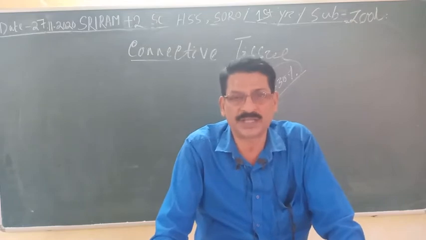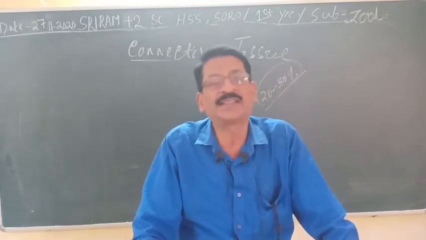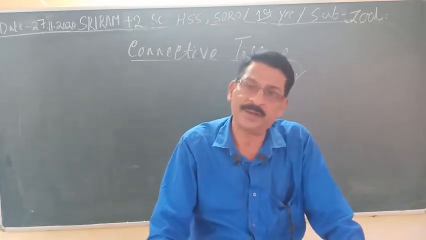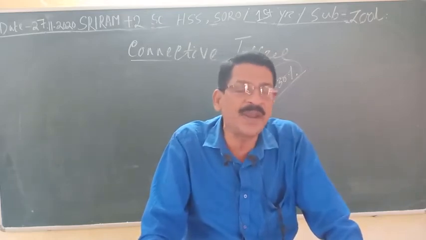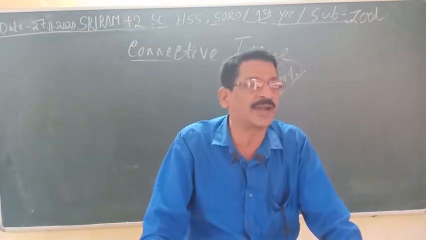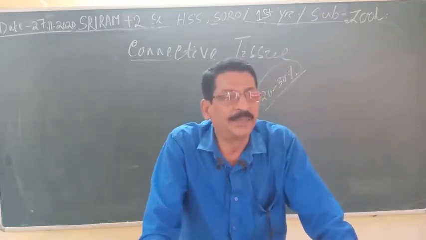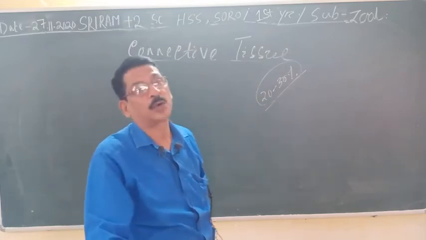If someone asks which tissue is maximum in your body, the connective tissue is the maximum amount in our body. Clear? It is widely distributed and present in every part of the body. Connective tissue is present in every part, and it is 20 to 30% of our total body mass.